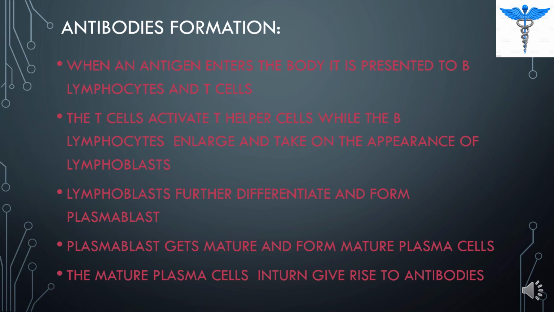If I mention the sequence, first are the B lymphocytes. They enlarge and form lymphoblasts. Lymphoblasts differentiate into plasmablasts. Plasmablasts mature and give rise to antibodies. In conclusion, antibodies are formed from B lymphocytes, not from T cells. So this was all about how antibodies are formed.